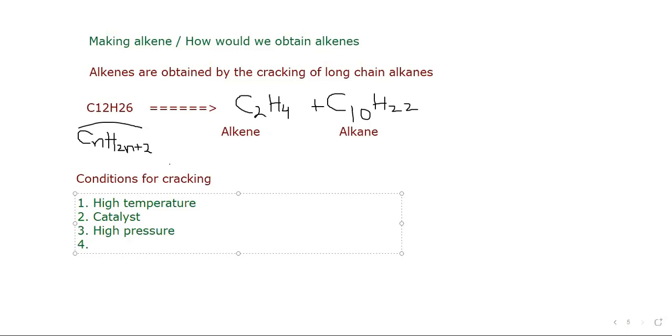Do you think oxygen is present in cracking or is it done in the absence of oxygen? Cracking is done in the absence of air. Remember it, right? Had it been done in the presence of air, combustion would start. Because it's a hydrocarbon, if oxygen or air is there, the hydrocarbon will start to burn and turn into carbon dioxide and water. We won't be able to get any alkene or alkane.